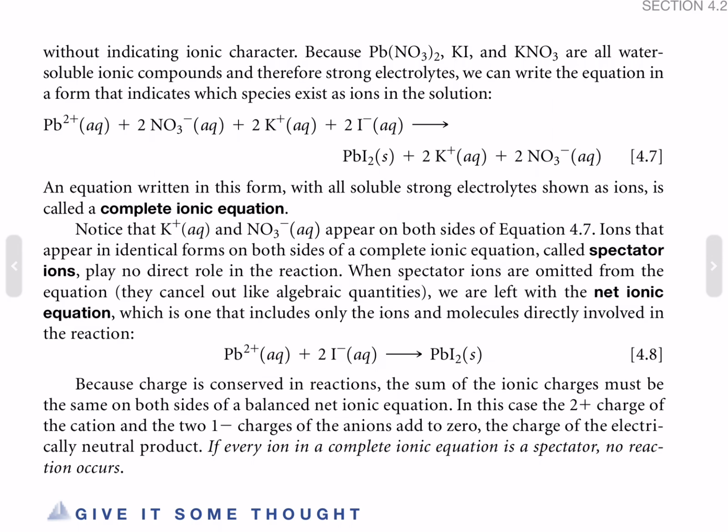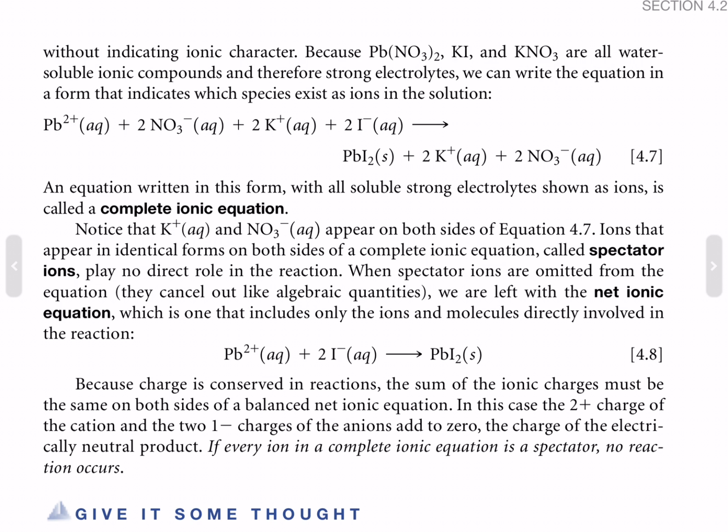Notice that potassium and nitrate appear on both sides of equation 4.7. Ions that appear in identical form on both sides of a complete ionic equation are called spectator ions. They play no direct role in the reaction. When spectator ions are omitted from the equation, they cancel out like algebraic quantities, and we are left with the net ionic equation, which is one that indicates only the ions and molecules directly involved in the reaction.